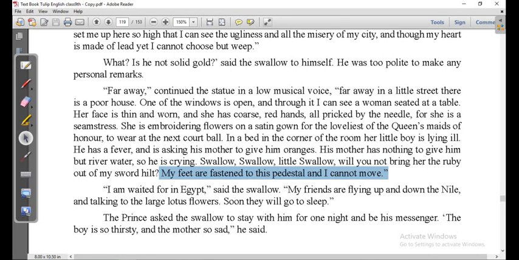In previous lines, the statue had already expressed his helplessness when he said his heart is made of lead and he does not have a human heart now. That means he is not alive, he is dead, and he can neither do good deeds nor move. So he is requesting the swallow, kindly extract this ruby from my sword and give it to the poor lady, so she can sell this ruby and get some money, bring oranges, and later feed her poor son.